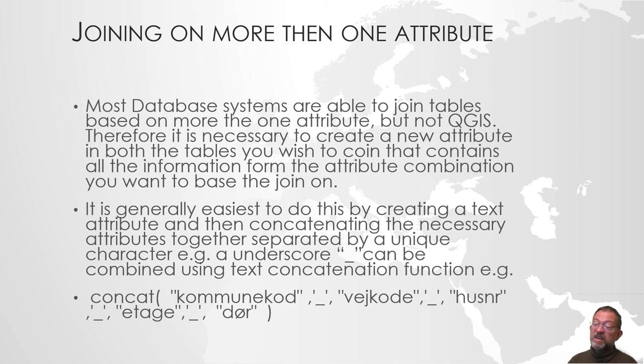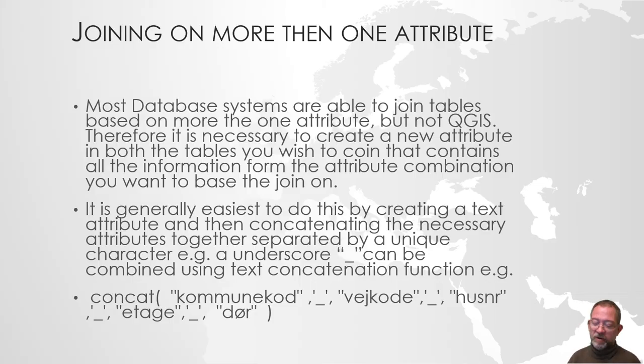And let's say in this case here, I'll do a concatenation of the municipality code, the road code, the house number, the storey, and the door. And that's basically because the unique address in Denmark consists of these five elements here. So we have the municipality code. Road codes are only unique inside a municipality, so we need to have the municipality code on it, and if we want to know which house number is on the road, we also need to concatenate that. And if we also want to know what storey and what door, we also need those.